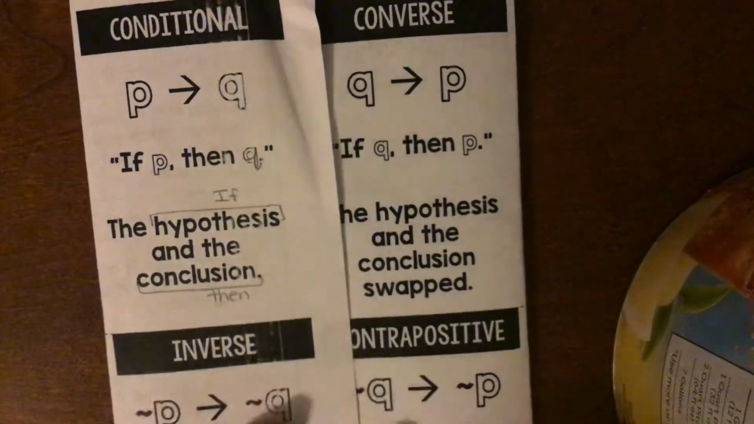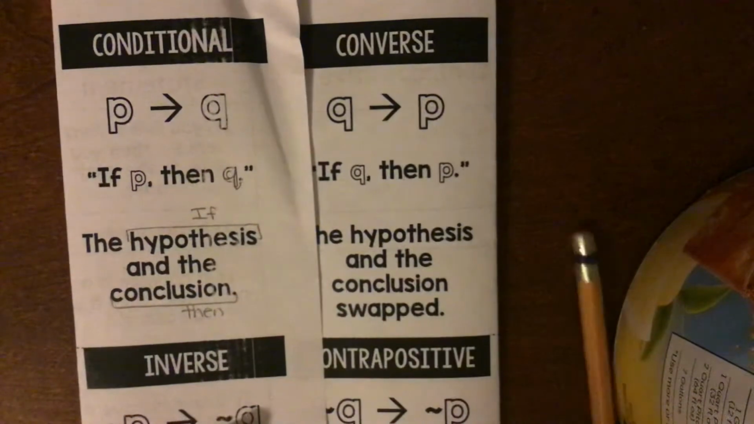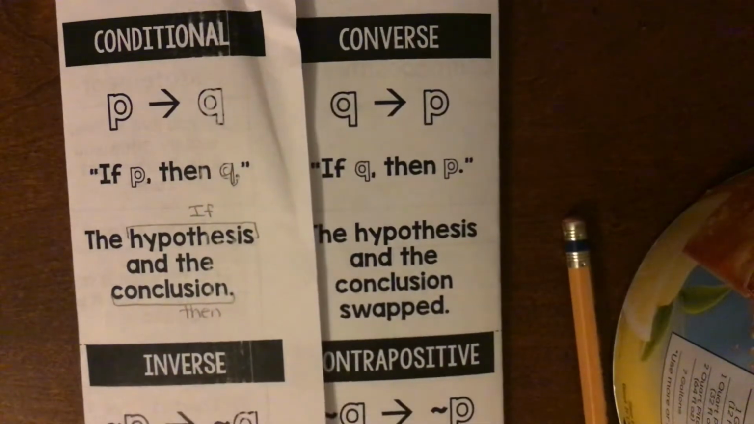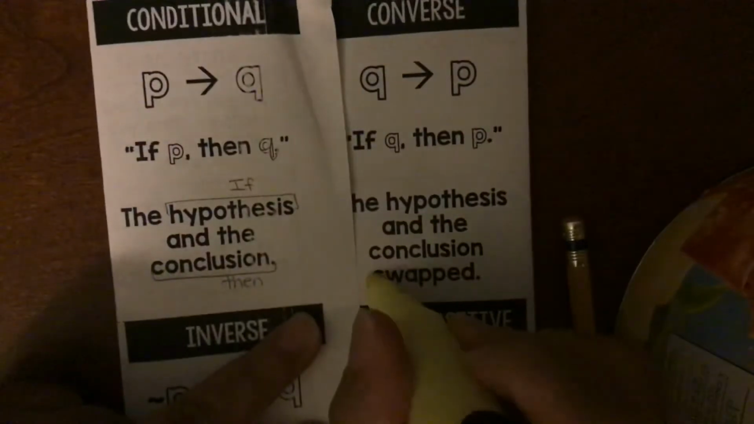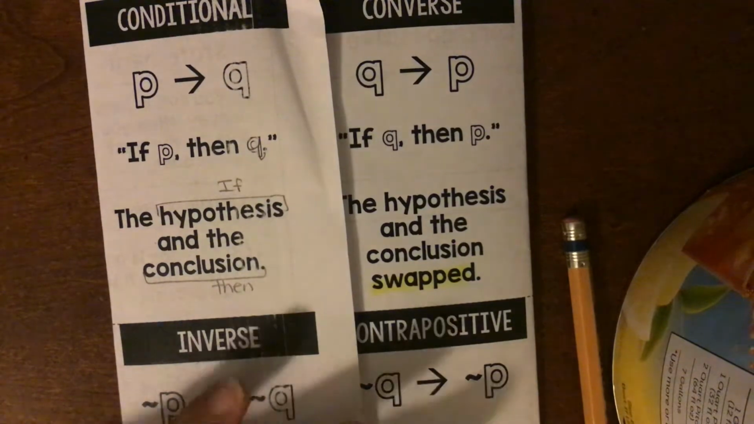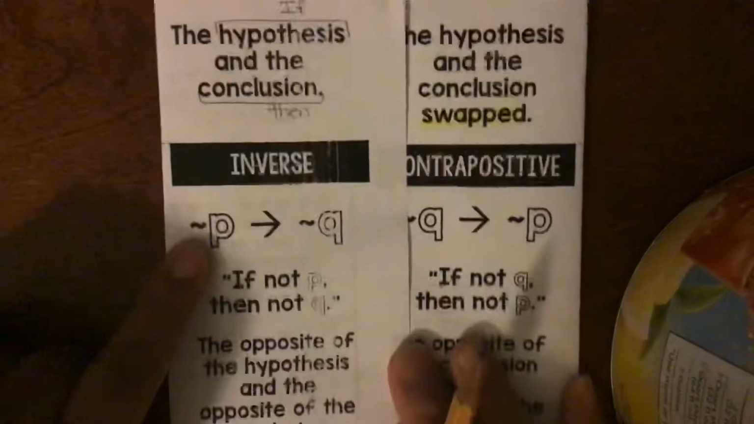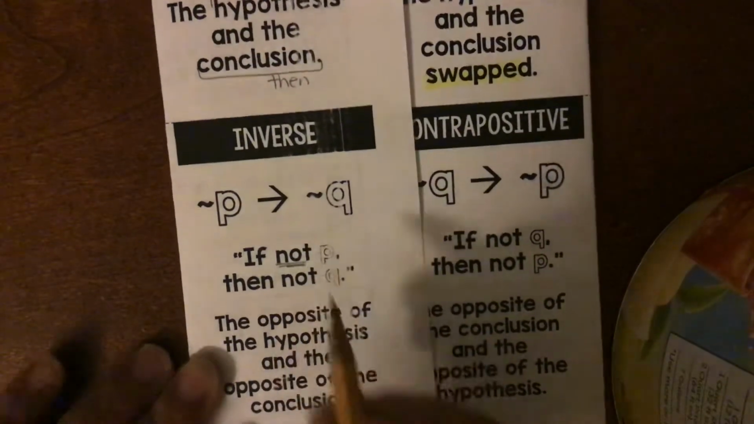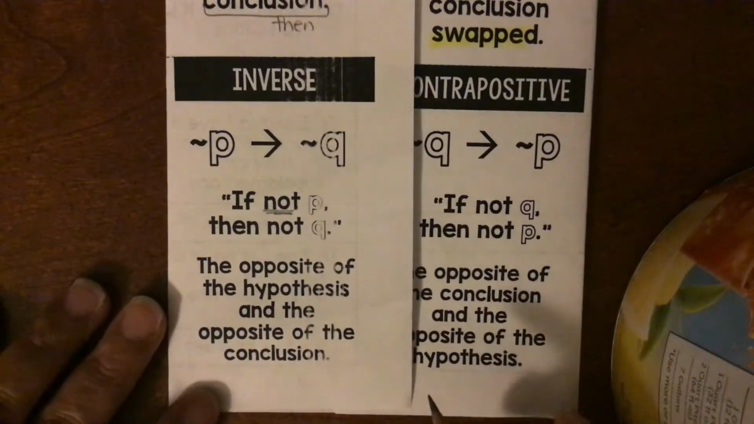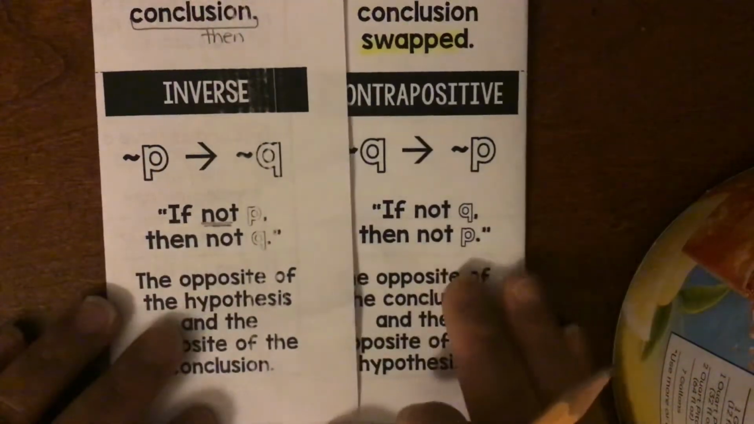The converse switches the order from P to Q to Q to P. So it just switches the order of the statement. And we're going to highlight right here and the swap. For the inverse, this symbol right here means that you keep the original order, so P then Q, but you make it a not statement. So it is the opposite of the hypothesis and opposite of the conclusion. So whatever you were saying, you're just going to try to say the opposite.